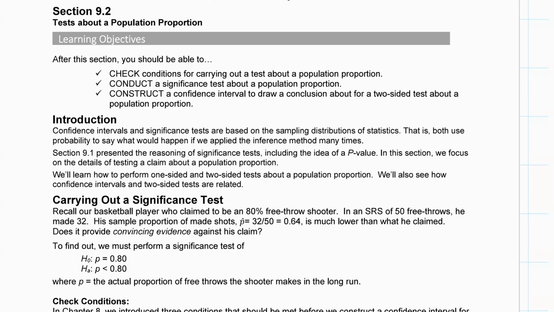In the previous section, we learned about the basics of the idea of a hypothesis test, or a statistical test of significance. In this section, we're going to dive deep into the particulars of doing a test for population proportion. We should know how to make sure the conditions are correct and accounted for. We should know how to conduct that significance test, and we'll see the relationship between confidence intervals and significance tests.